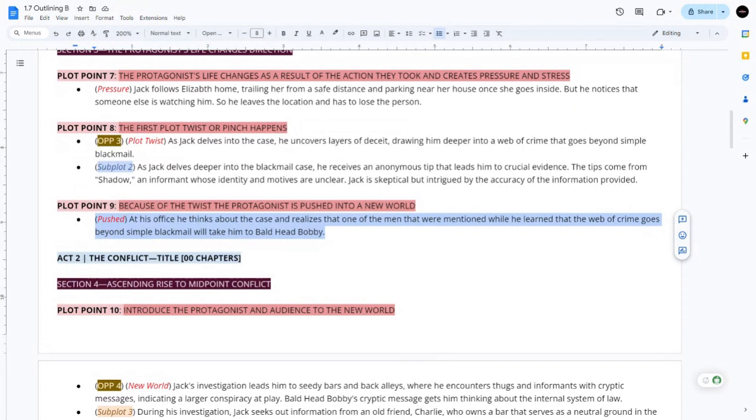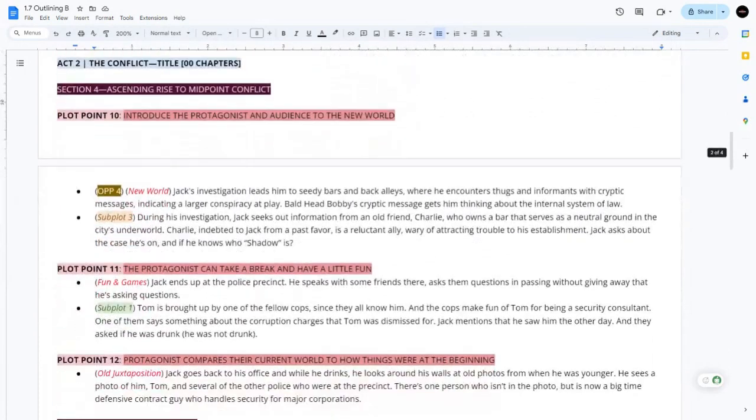Because of the twist and the plot point, the protagonist is pushed into the new world, which means we have to have a plot point where, whatever happened with that twist, he has to be reflective. He has to experience it. There's a consequence to it. He goes back to his office to think about the case and learns that the web of crime goes beyond simple blackmail. It will take him to Baldhead Bobby, which now takes us into Act Two, the new world, and he's going to investigate. Which brings him to the back alleys where he encounters thugs and informants. One of those is Baldhead Bobby.